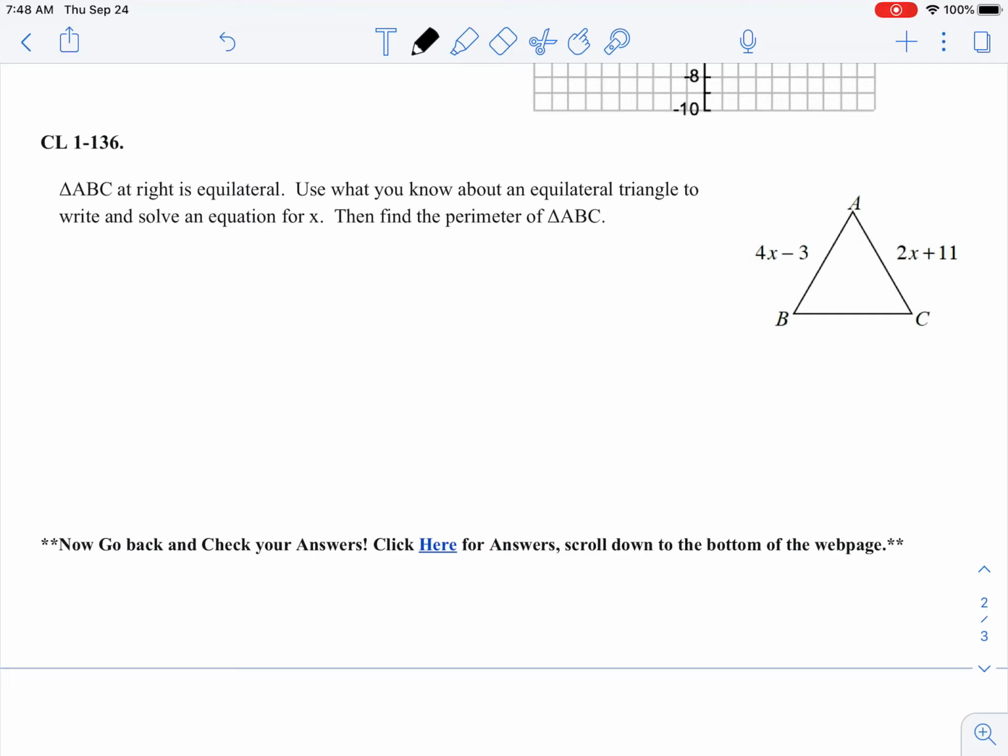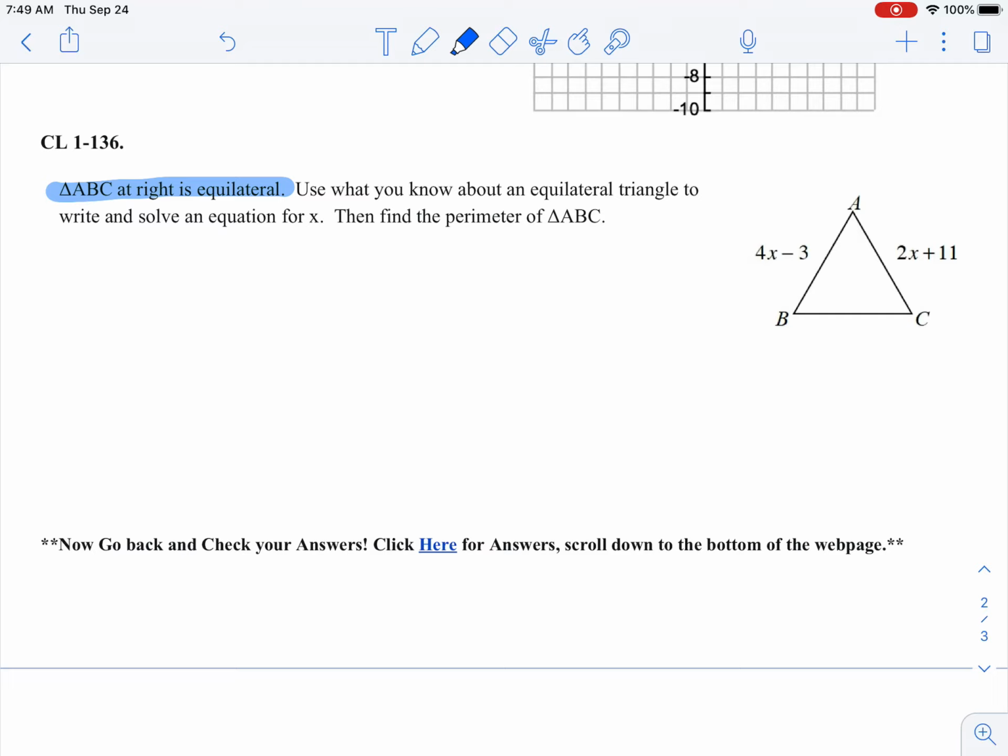For 136 in the closure problem, this is a really good problem. Somebody asked me to send a video out for this one, so I'm going to walk you through it. It does tell you in the beginning of the problem that triangle ABC at the right is equilateral.